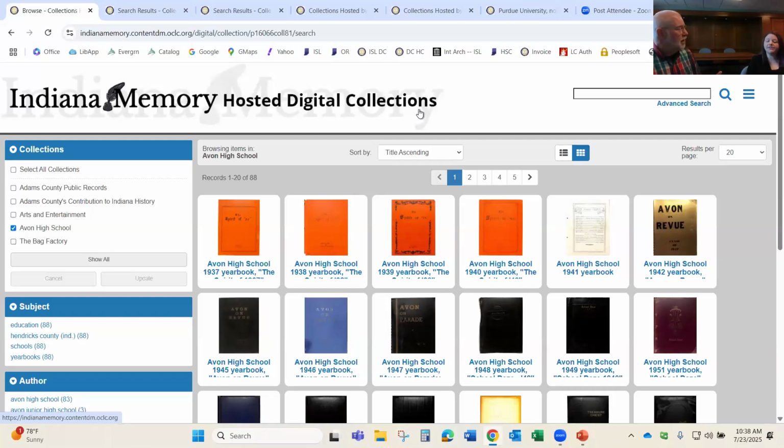I'm trying to think of public libraries who have done photographs. I know Brownsburg has done a bunch of photographs in their collection. What was the other one we were talking about the other day? I can't remember. We were talking about so many, we had so many to choose from. We were kind of overwhelmed, but they're all very specific focus.